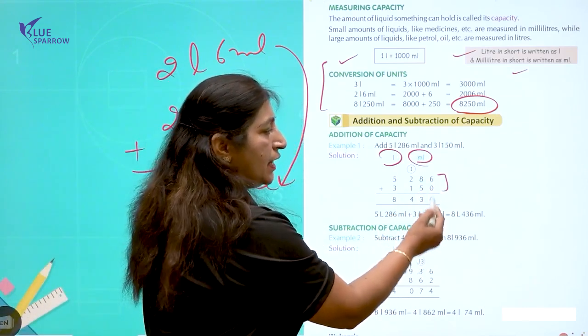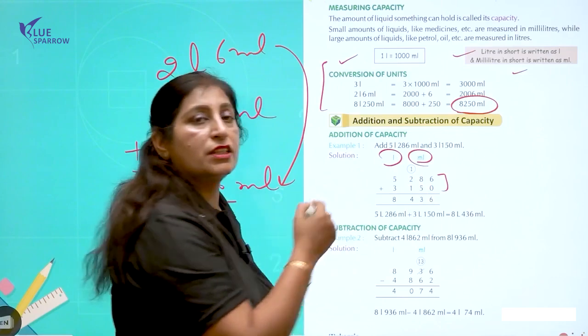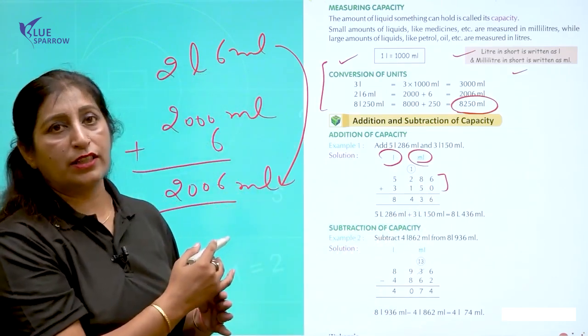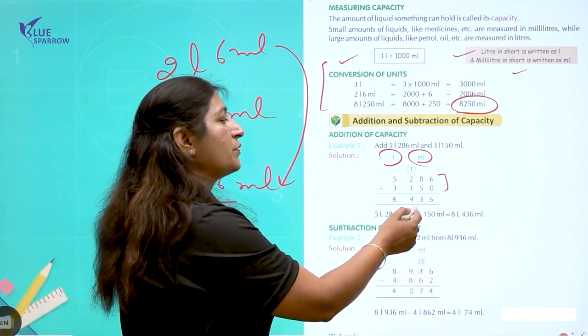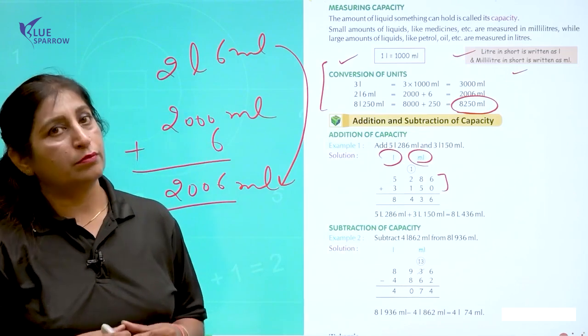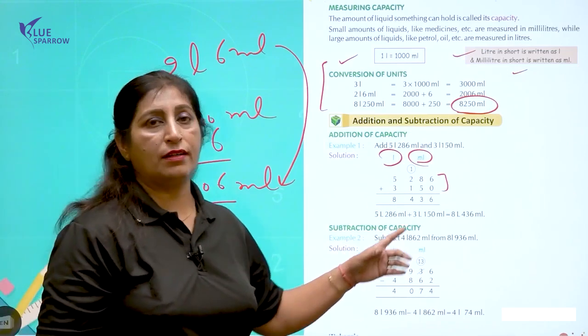6 plus 0 gives 6, 8 plus 5 gives 13, and 3 would be written in this column and 1 would be carried to the next column, and the next column gives us 1 plus 2 plus 1 equal to 4. So the total of milliliters becomes 436.